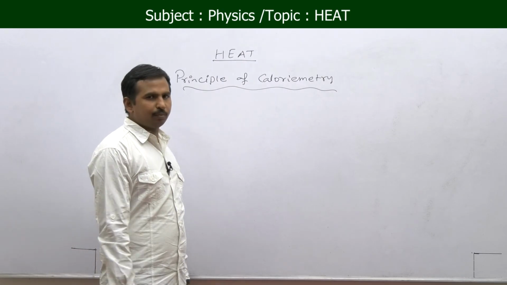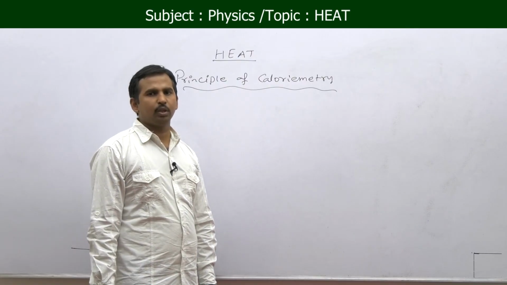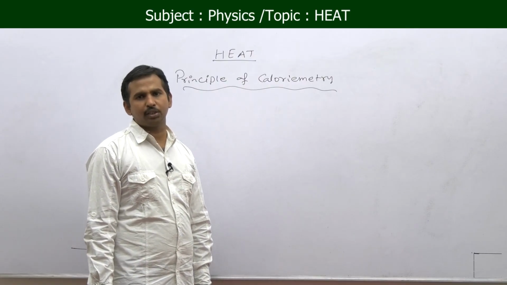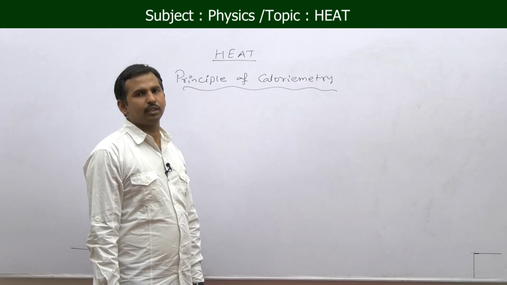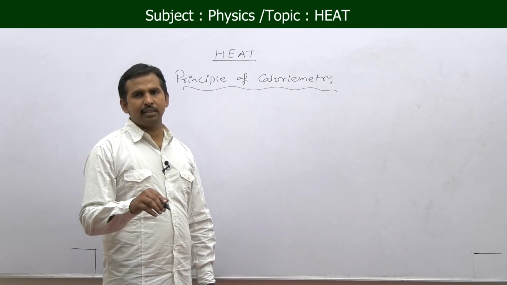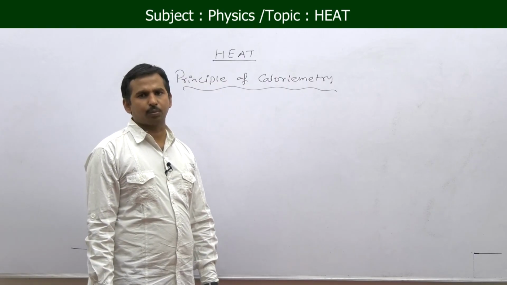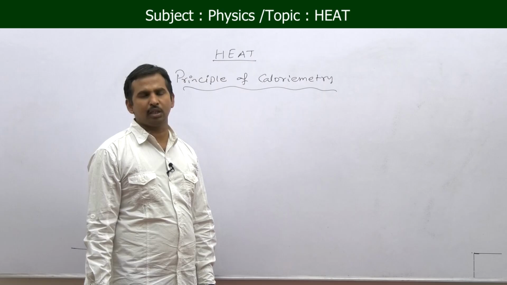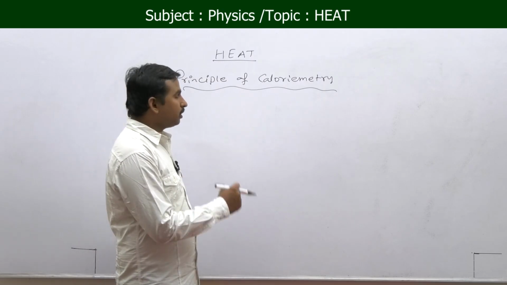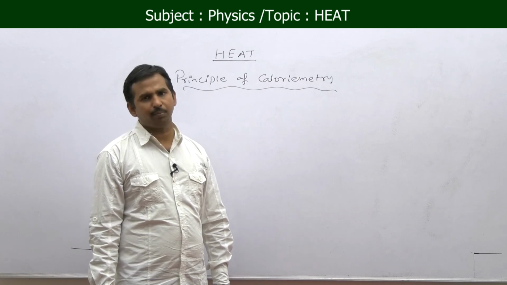After some time, according to thermal equilibrium, both the bodies come to the same temperature, which is our common temperature or final temperature. At this stage the flow of heat energy transfer stops, and that only we call thermal equilibrium. Now, by using this principle of calorimetry, we are finding the final temperature.